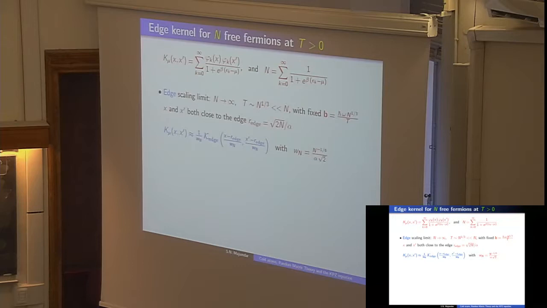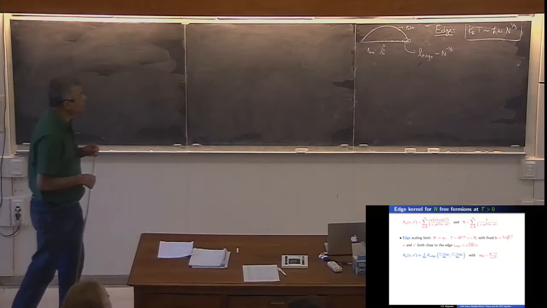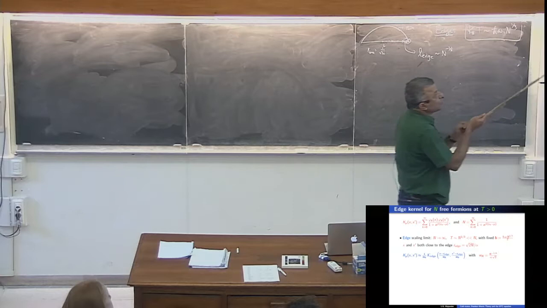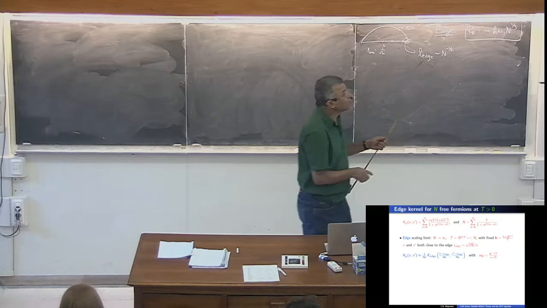And again, the natural scaling limit, as I said, is this scale that you can get from the physics, which is the de Broglie wavelength. The thermal de Broglie wavelength is comparable to the interparticle separation at the edge. And so if you work in your formula and do the usual scaling, you will find the edge scaling function, which is this K edge.